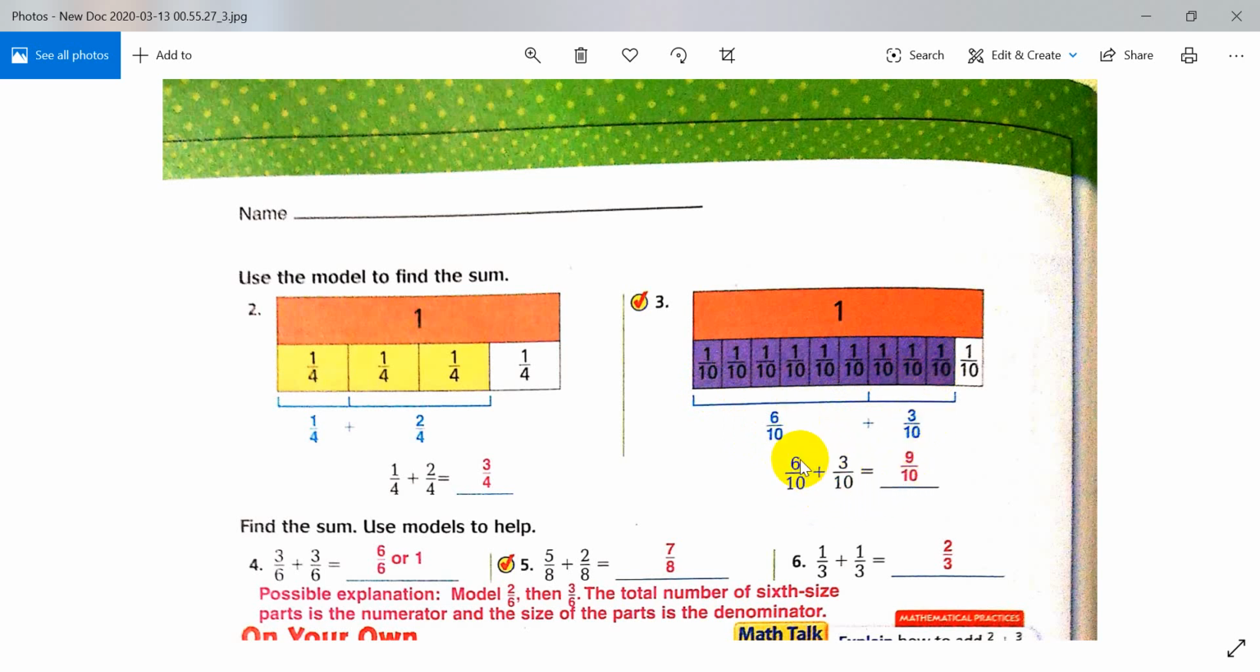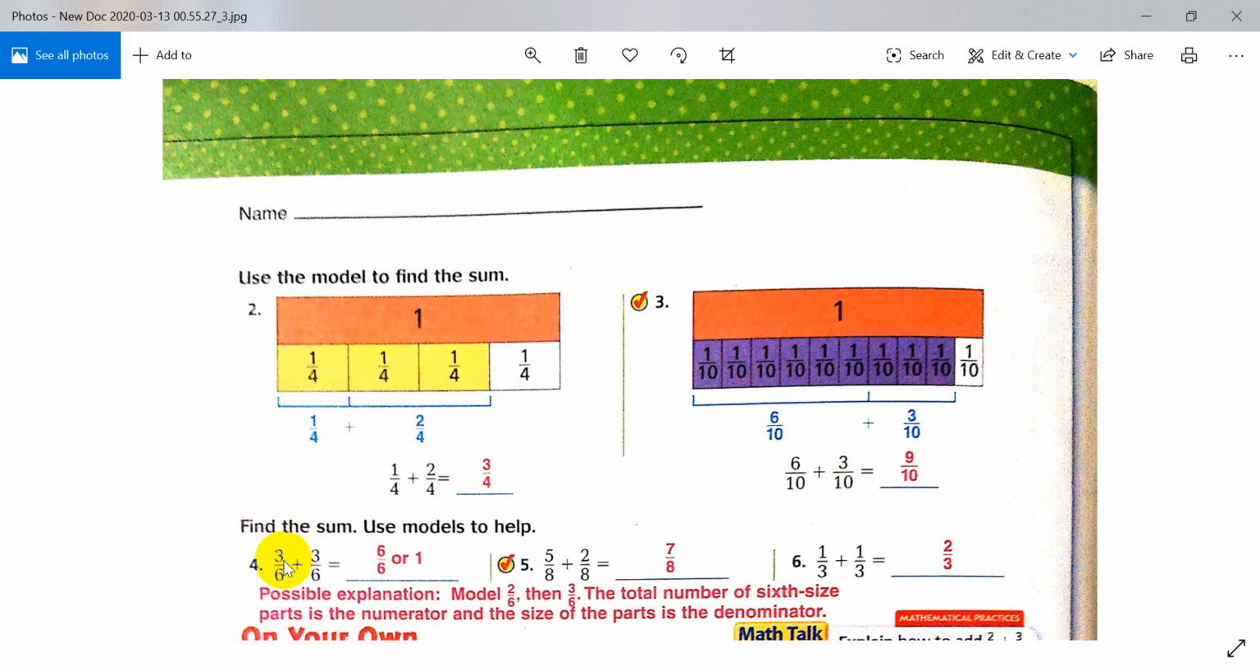Okay, we only add the numerators. 6 plus 3 equals 9, and the size of the part is still constant here. 10 is the same. Find the sum for questions 4, 5, and 6. Find the sum. Use models to help.